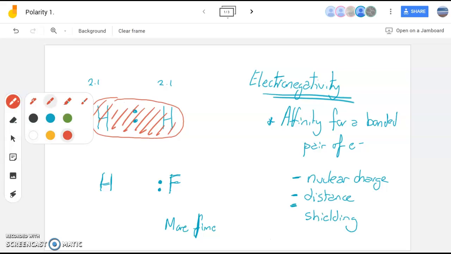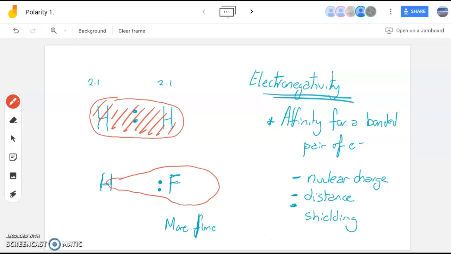If you were looking at the cloud of electrons, it might look more like this kind of shape now. So they're spending less of the time around hydrogen and more of the time around fluorine. And so that's distorted where those electrons are hanging out. And because they're spending more time around fluorine, at any point in time, fluorine is likely to have more electrons around it than it does protons.